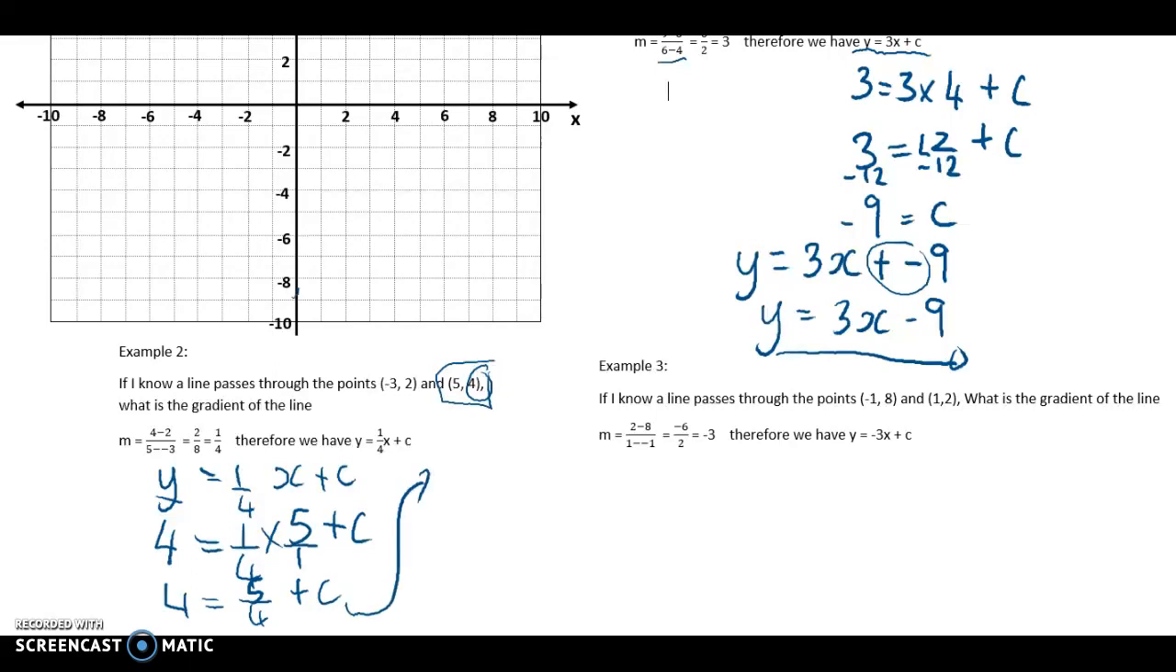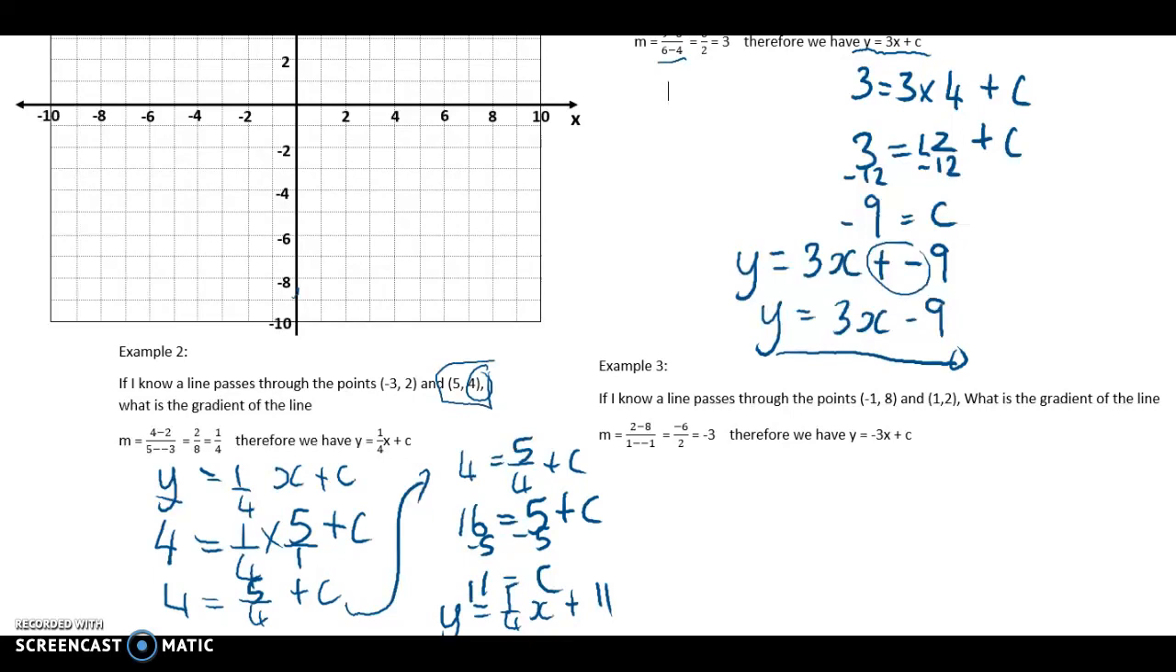So I'm going to carry on with this question over here. I'm going to say, well, 4 equals 5 over 4 plus c, so I'm going to times up by 4. So 4 times 4 is 16 equals 5 plus c. And then I just need a minus 5 on both sides. So 11 is equal to c. Now that means I can just write my equation as y equals 1/4 x plus 11. That is positive in this case, and that is all that I need to do.